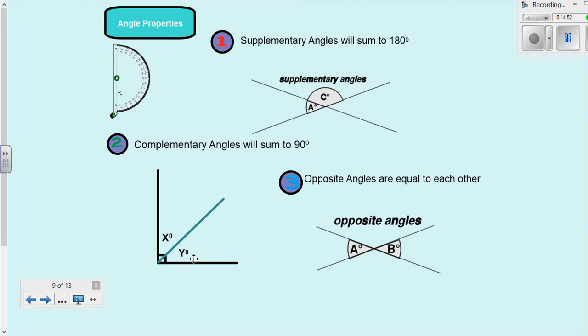The third angle property that I want to look at is opposite angles. So when you have two straight lines crossing each other, the angles that are opposite each other across the cross will be equal. So angle A and angle B will be equal to each other.